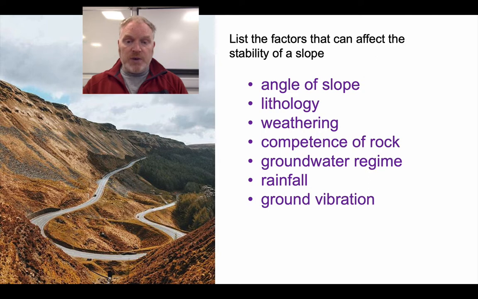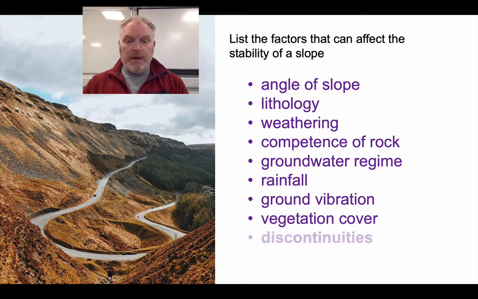Vibrations can have an effect as well. Earthquakes, even small ones, can act as triggers of mass movement events. How vegetated the slope is: vegetation can help hold an unconsolidated slope together. And a really important idea, this idea of discontinuities, planar weaknesses within the rocks that we have. The presence, the dip, the strength of these discontinuities is key.